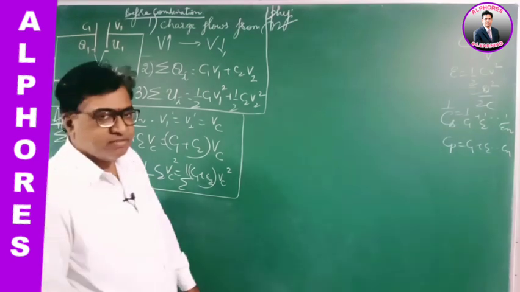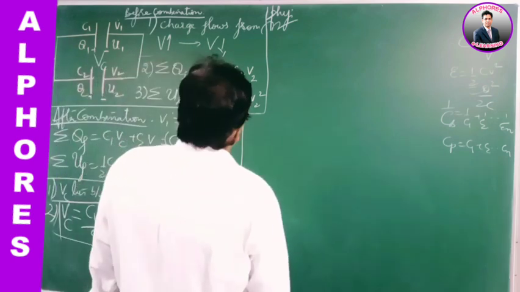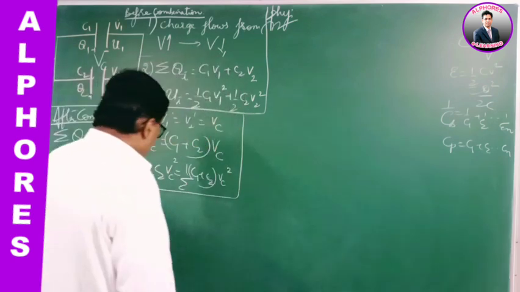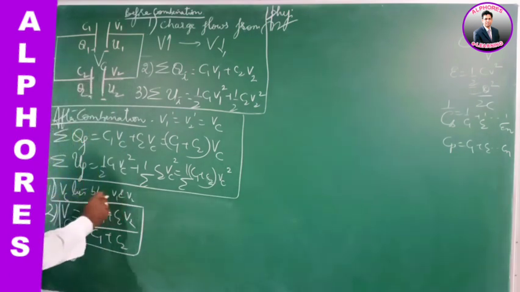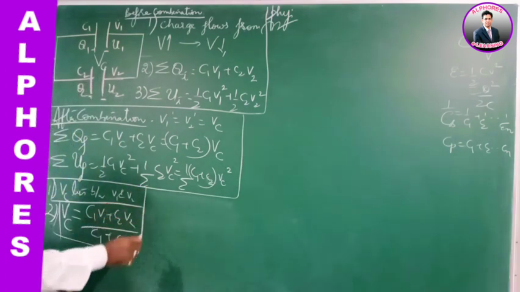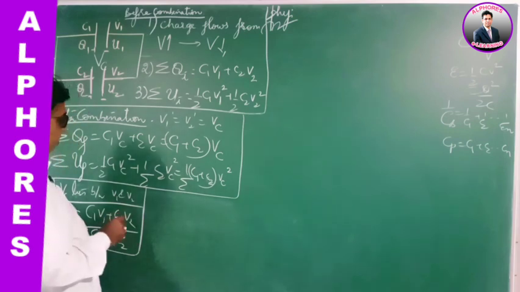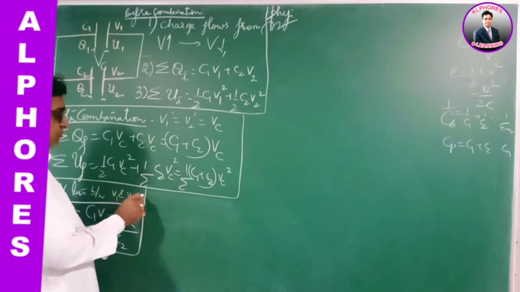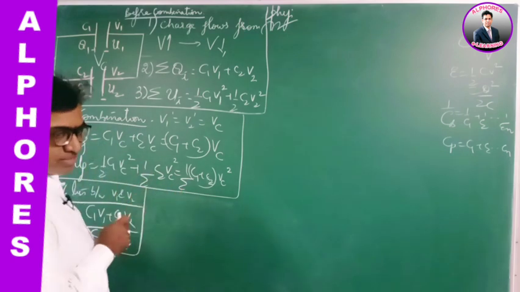Common potential is (C1 V1 + C2 V2) by (C1 + C2). Now talking about the capacitors, this VC lies between V1 and V2. It belongs to the value between V1 and V2, the common potential, right? Suppose if V1 is more than V2, then VC will be between V1 and V2 like this.